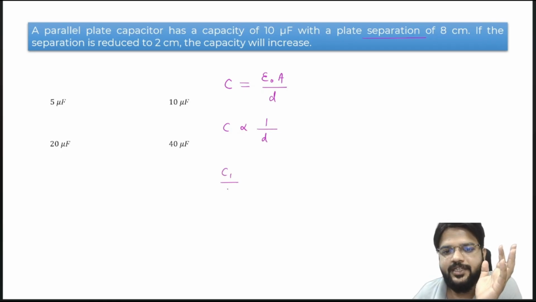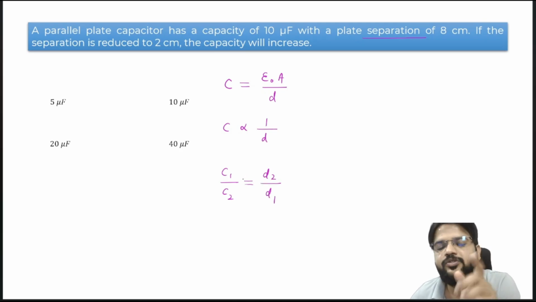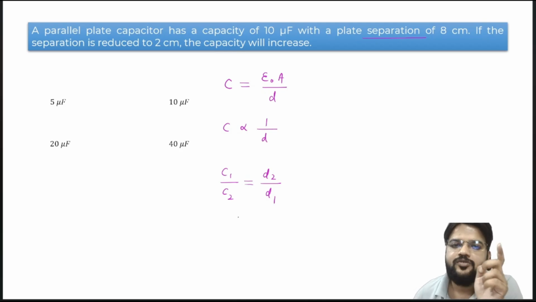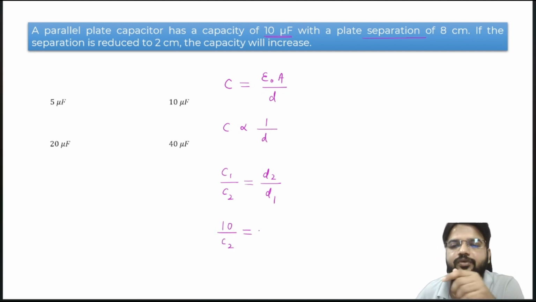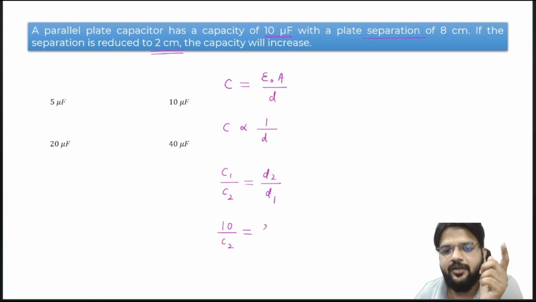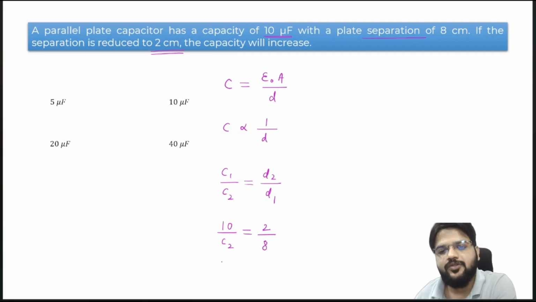So we can say that capacitance is inversely proportional to D, correct? Because epsilon naught and A both are constant. So here C1 by C2 equal to D2 by D1, correct? What is C1? Initially, the capacitance of the capacitor is given as 10 microfarad, so it is 10. C2 we don't know, so write it as it is. What is D2? The final separation between the plates is 2 centimeter and initially it is 8 centimeter, correct? So how much is C2? It is 40 microfarad.